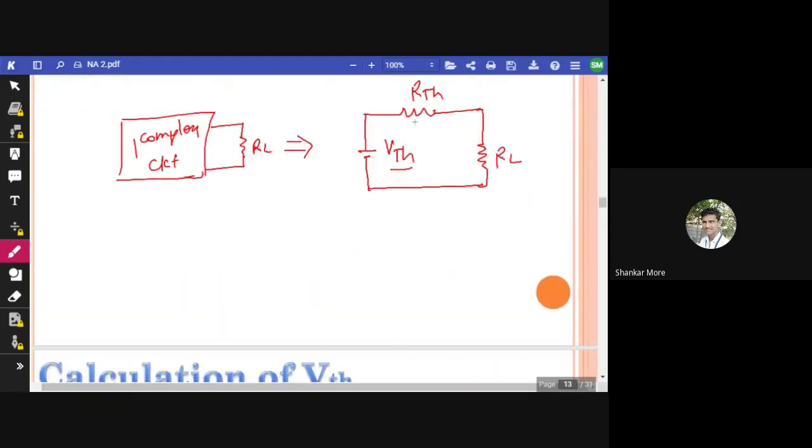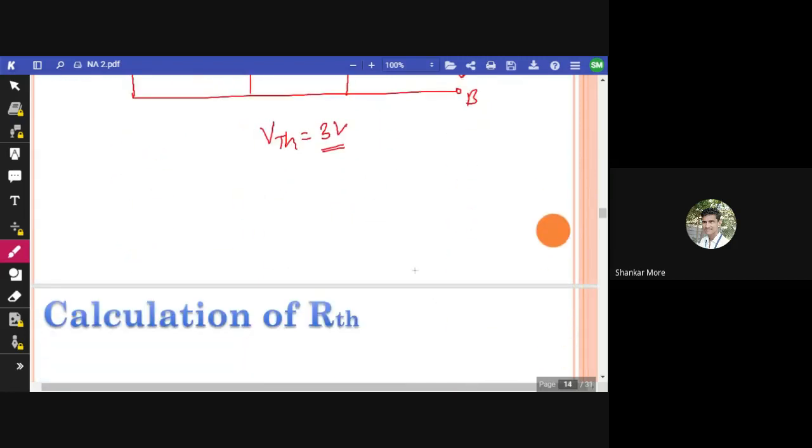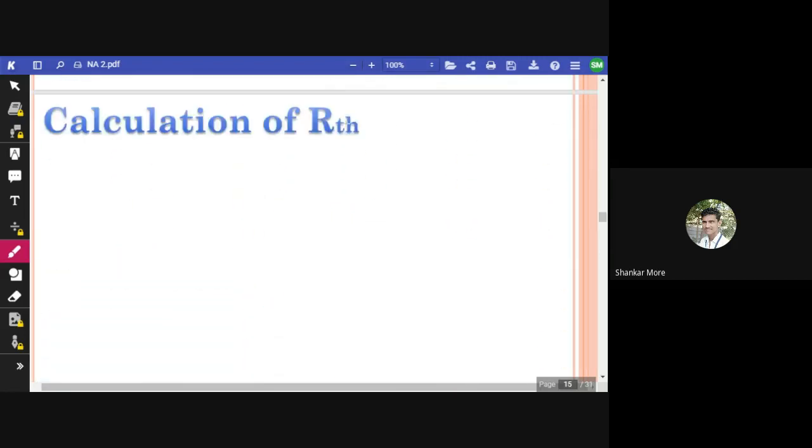Now we know how to calculate VTH. Now we have to calculate RTH, that is Thevenin resistance. Okay, so how do we calculate this? There are two types or two methods. So guys, you can note this down. First type is, please note it down because you may forget it. Okay, so please note down.